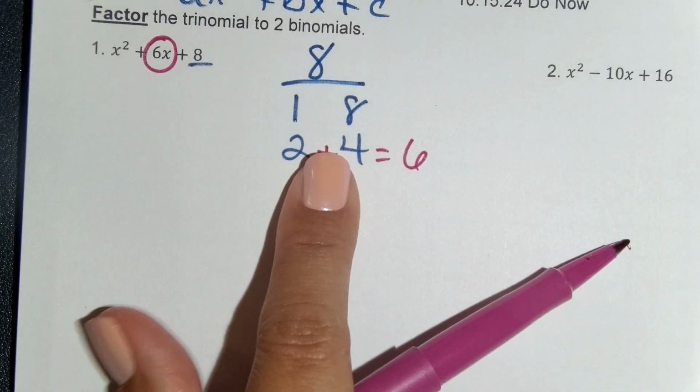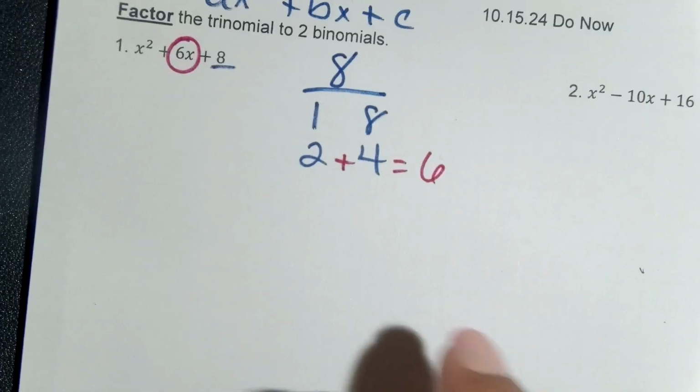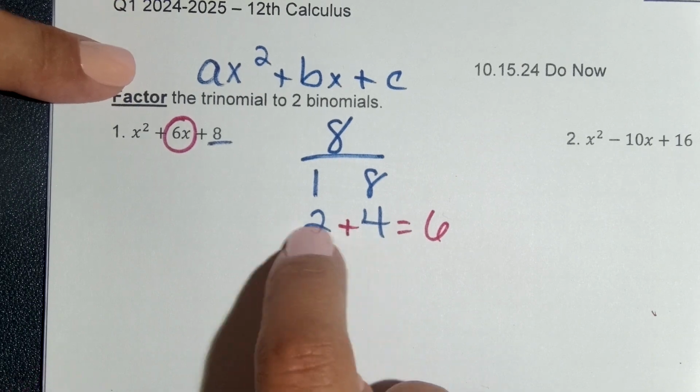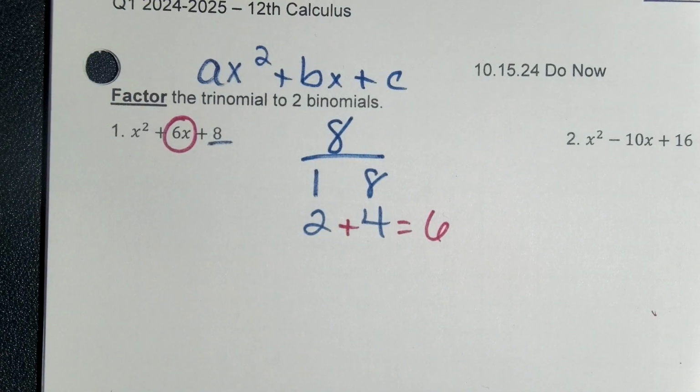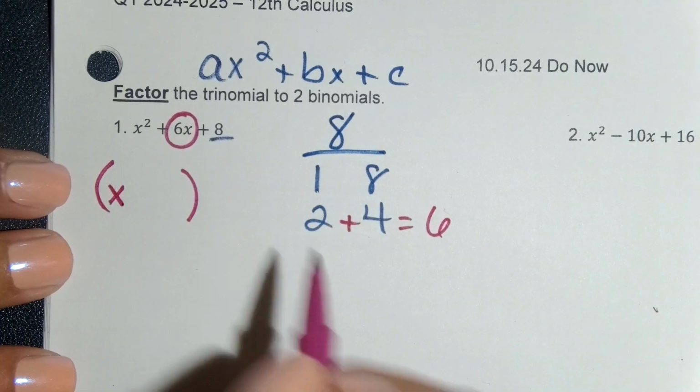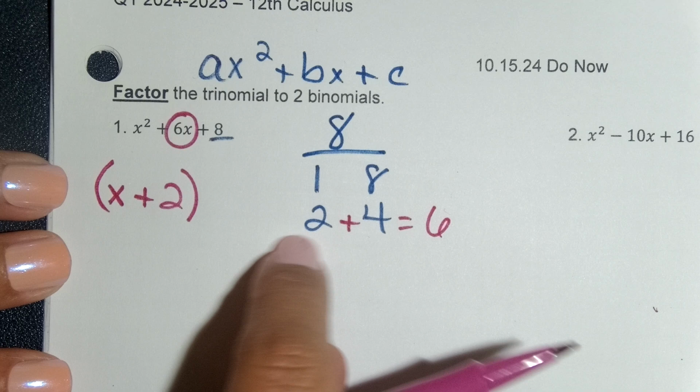Oh, this is the factor pair that will add to 6. So that means that these are going to create a binomial. Does anybody know what a binomial is? No? Okay. A binomial is a two-term expression. So when we're creating factors, we're going to create one with an x plus 2. So this is going to be one of my binomials.